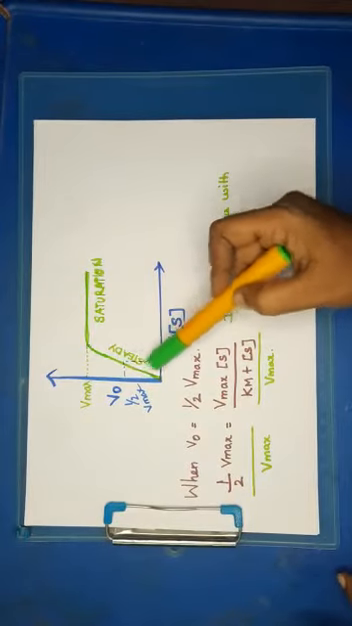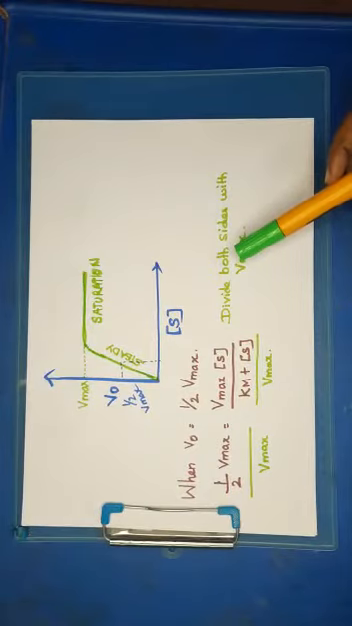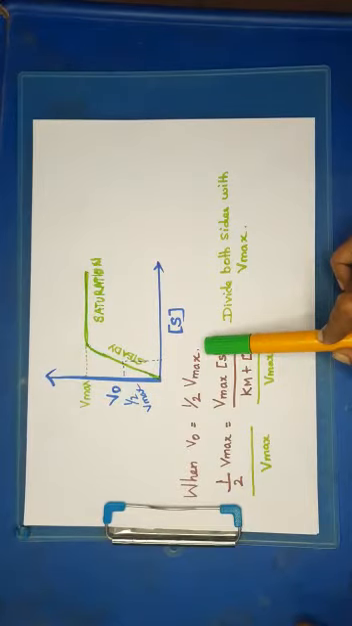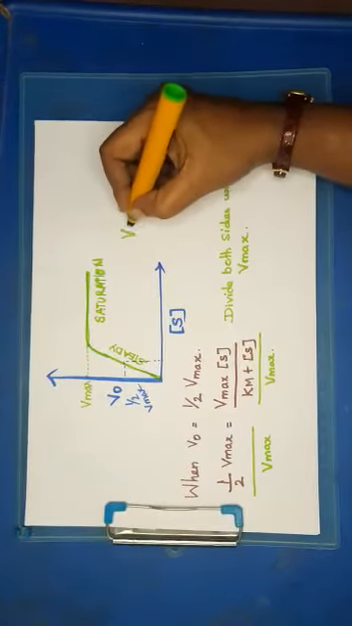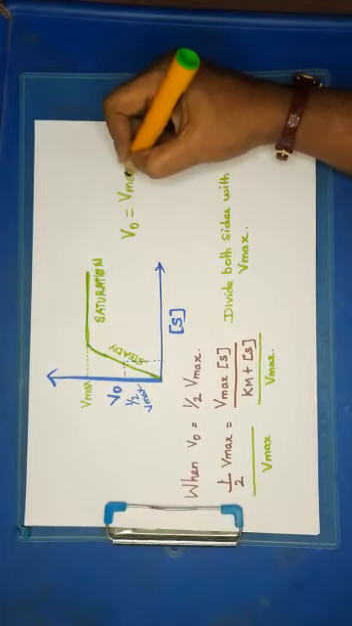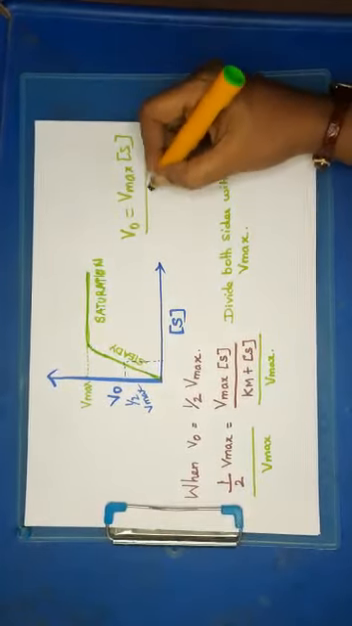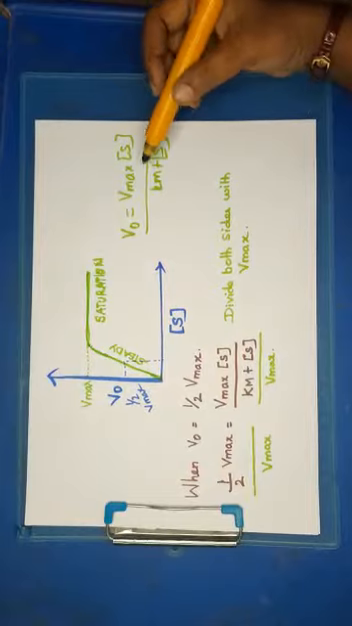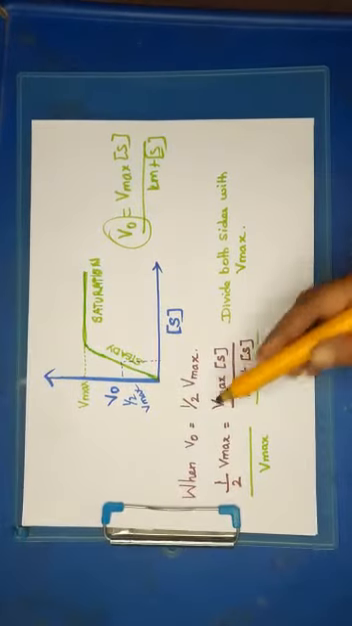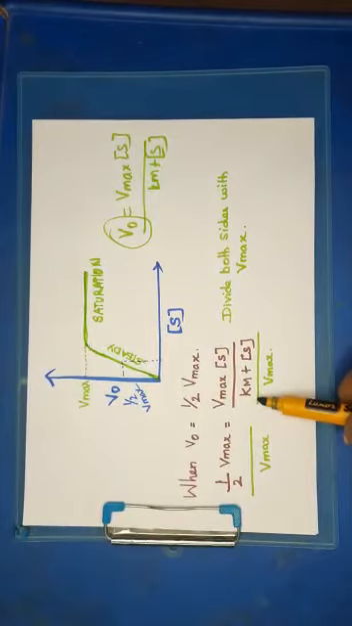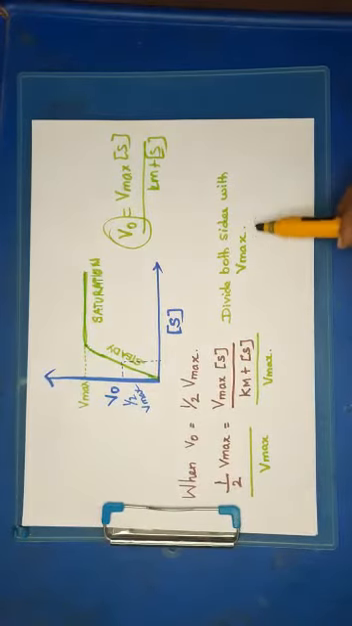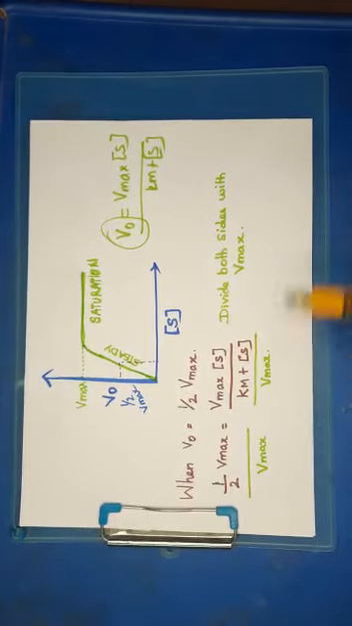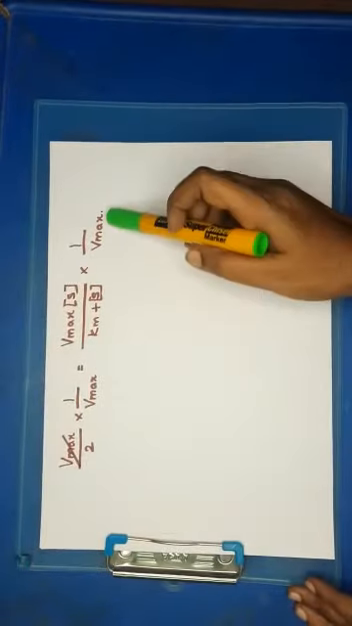In the next step we have to find the velocity at Vmax. So let us consider V0 is equal to half Vmax. Already we know that the Michaelis-Menten equation is V0 equals Vmax into S divided by Km plus S. In this we are going to substitute V0 as half Vmax. After substituting it, you have to divide on both sides by Vmax. On dividing, the equation will be modified like this.